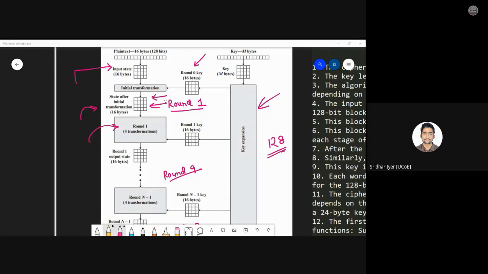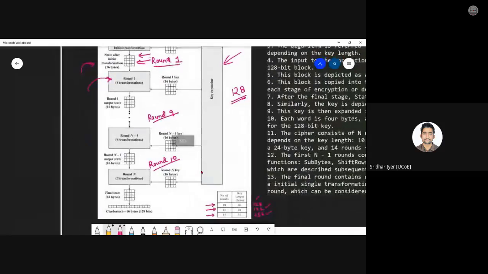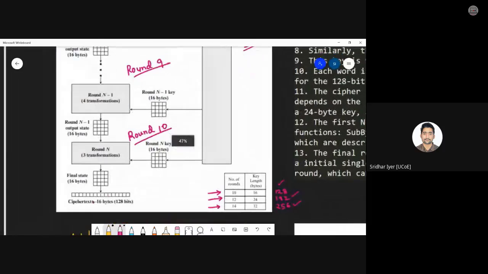And each of these rounds will have four transformations inside, similar to the Feistel architecture or the Data Encryption Standard. From round number 1 to round number n minus 1, that is in this case from round number 1 to round number 9, we will have four transformations in each of these rounds, except the final round, which will have only three transformations. And after each of these rounds, we will get the final ciphertext, which will again be of the same size, that is 128 bits.